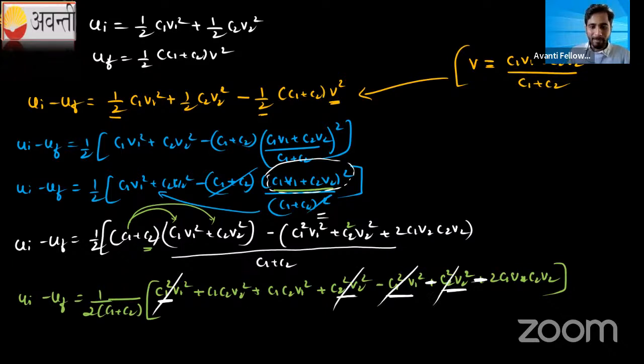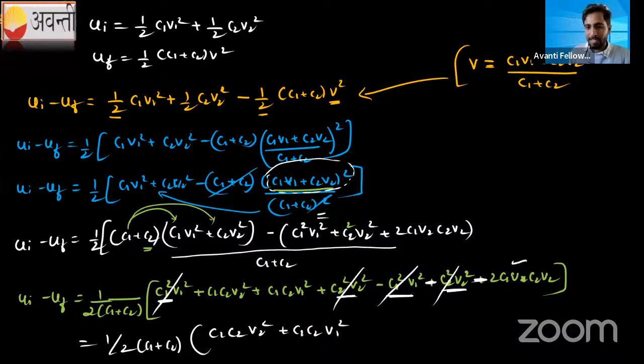Correct now. Remaining thing, guys, what will we get here? 1/2 (C1 plus C2) times C1 C2 V2 square plus C1 C2 V1 square, minus 2 times C1 C2 V1 V2. Correct, right? Look once, it is correct, right?